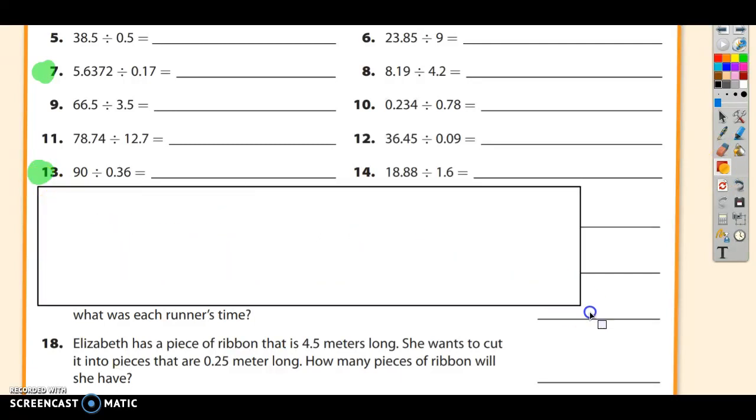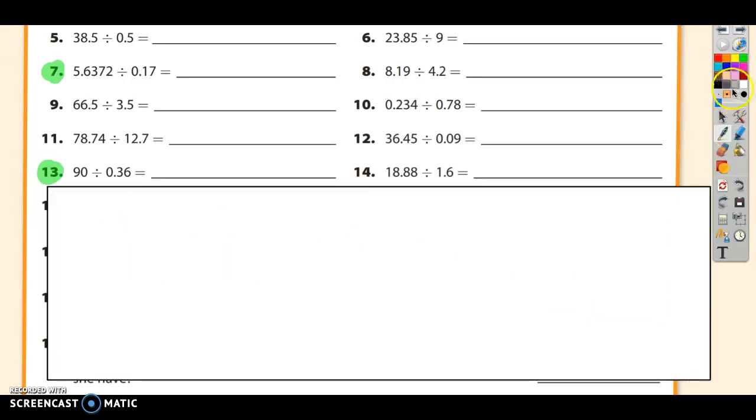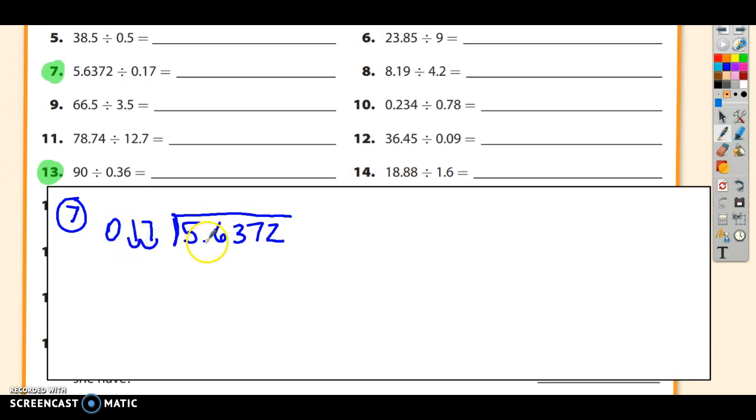Let's start with a whiteboard, and we are on number 7. And 7 is somewhat complicated, which is why I wanted to go through it. It's 5 and 6,372 10,000ths divided by 1700ths. The first step here is to multiply my divisor by 100, which means move the decimal twice to the right, and then do the same thing to your dividend. And now I have 56 divided by 17, that's how I'm going to get started.